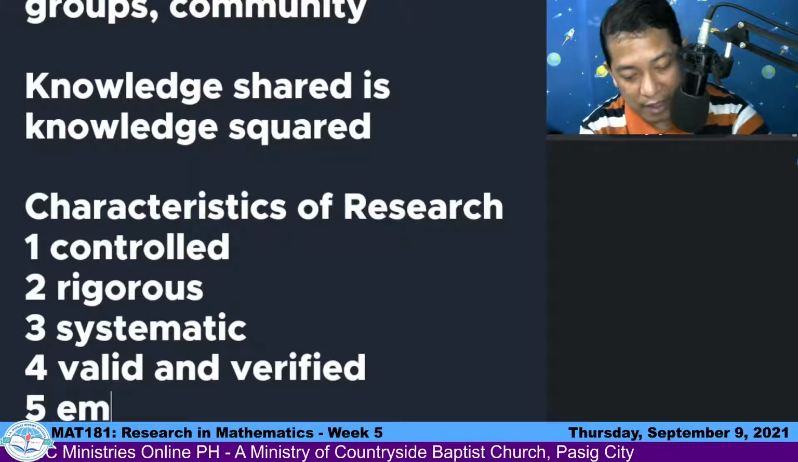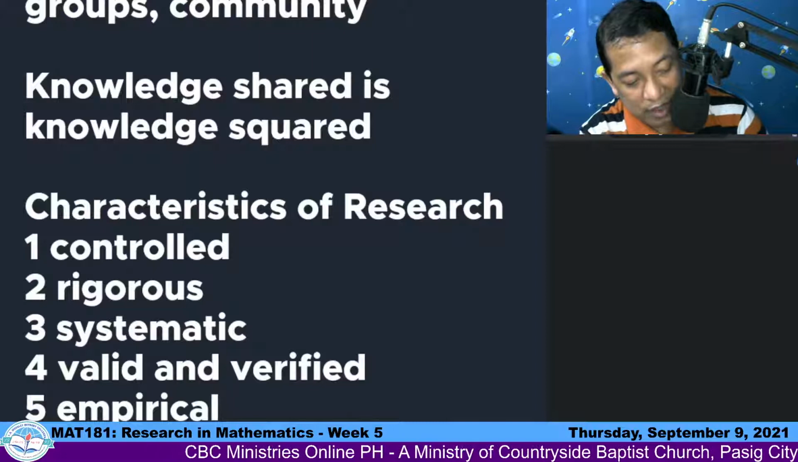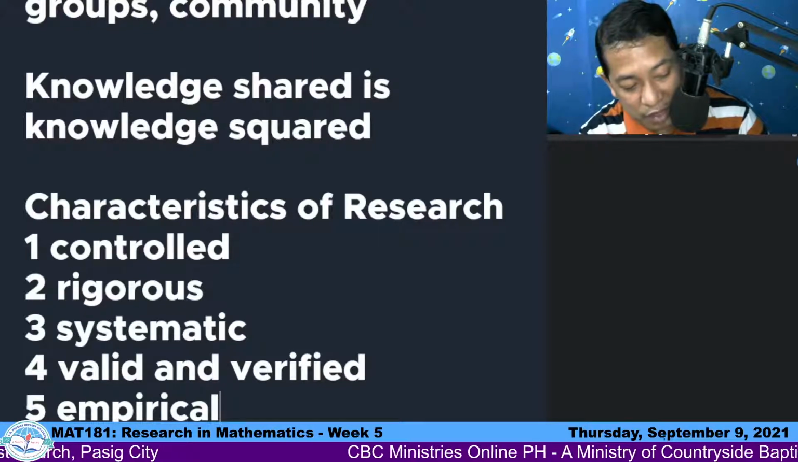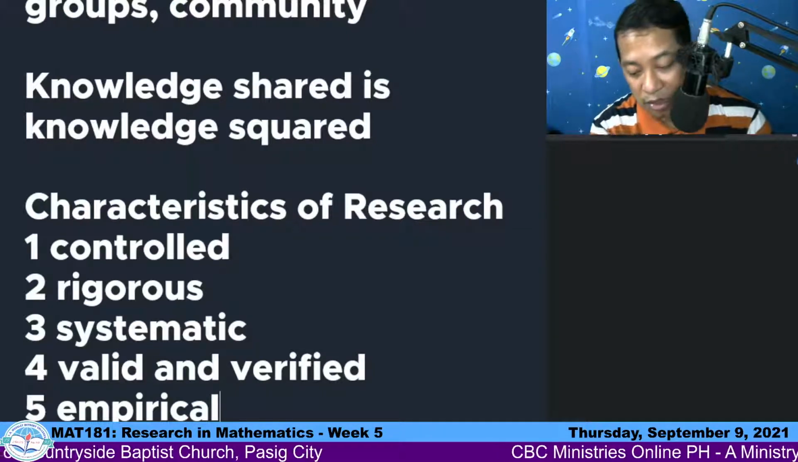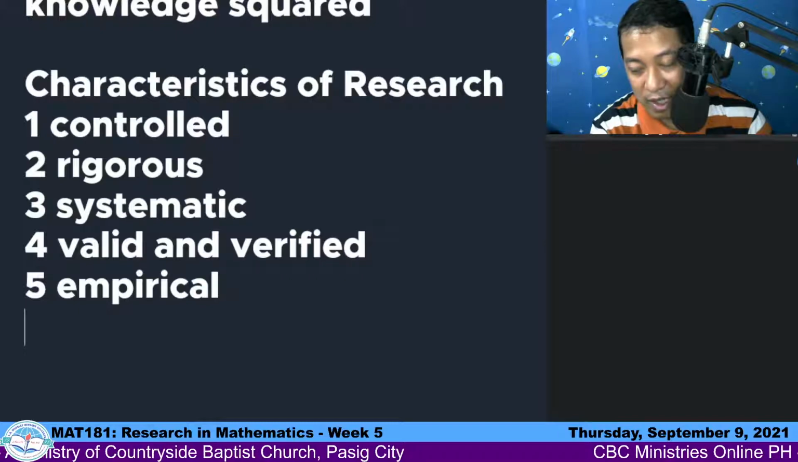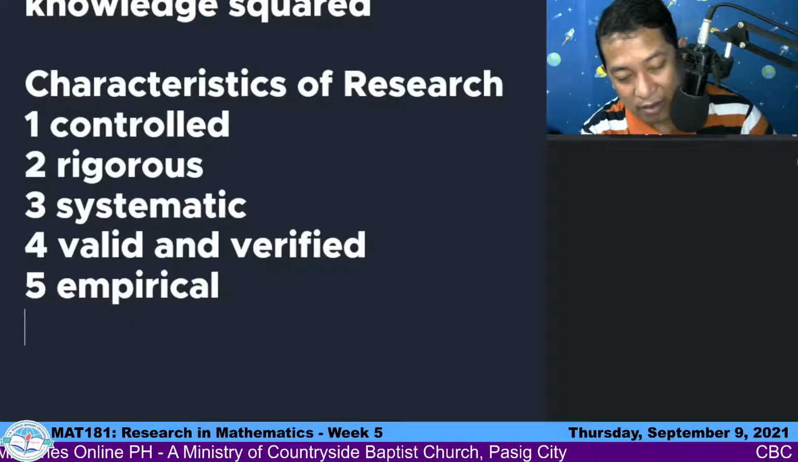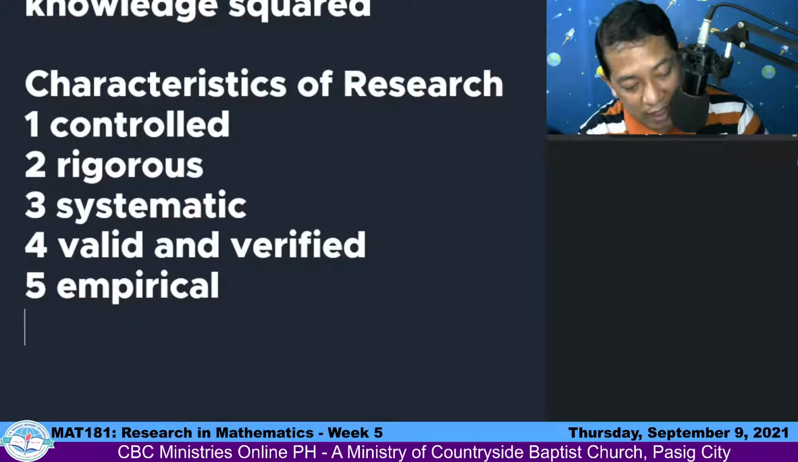Number 5, empirical. So characteristic, any conclusion drawn is based upon hard evidence, empirical, gathered from information collected from real-life experience or observation. So hindi ka lang basta arbitrarily magko-conclude without any basis, no? Hindi lang pakiramdam. It should be based on solid evidence.